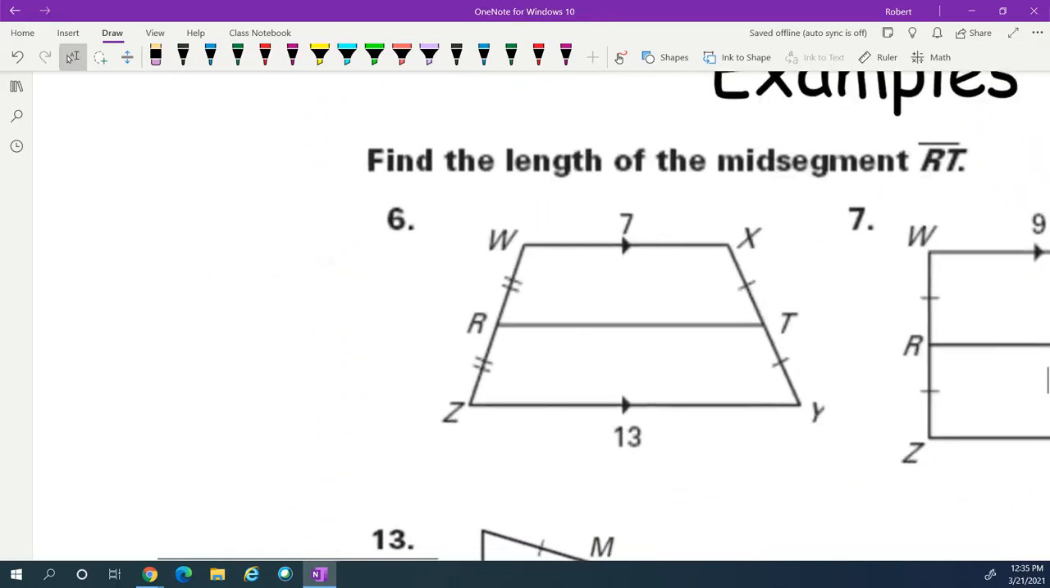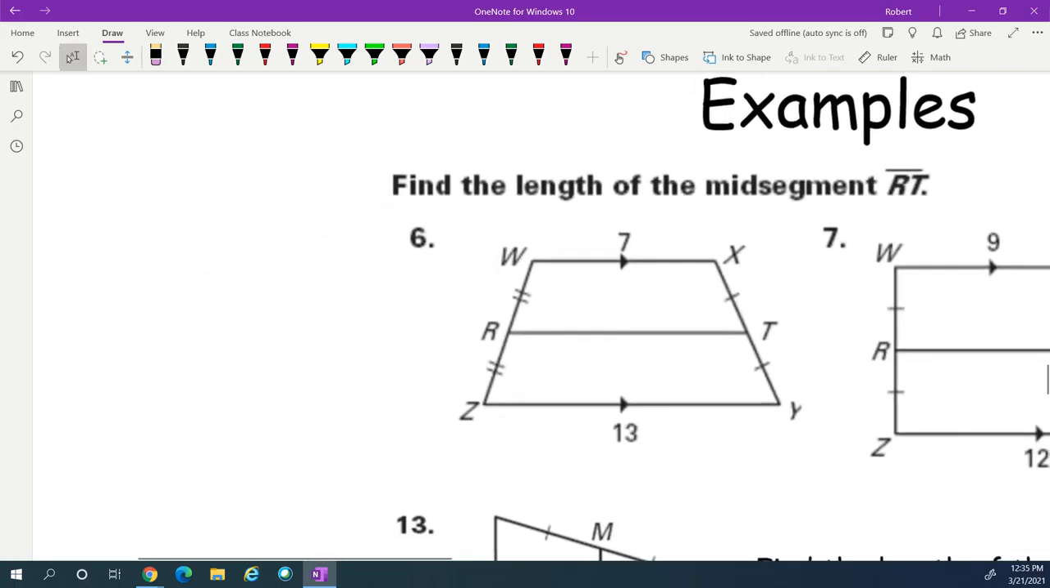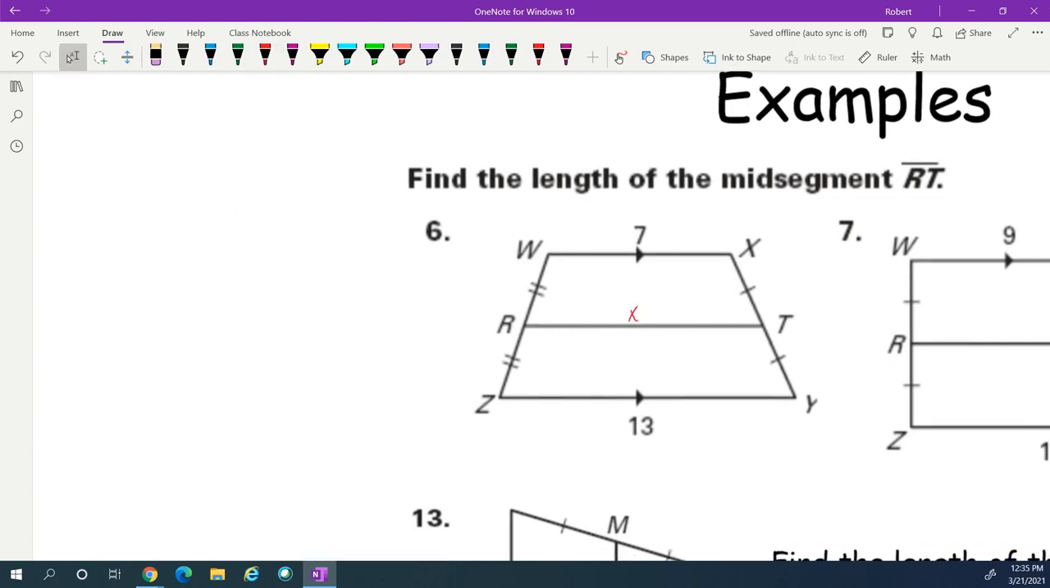Let's look here. We'll just blow it up, work with one at a time. We're looking for the length of RT, so I'm just going to treat that as an X. RT is our median or our mid segment. So we know that the median equals 1/2 of the sum of the bases. So X equals 1/2 of 7 plus 13. So that's 1/2 of 20 or 10. So our segment here is 10.